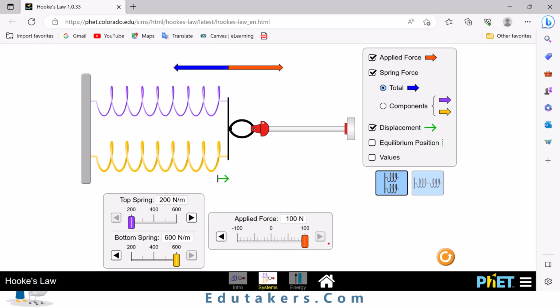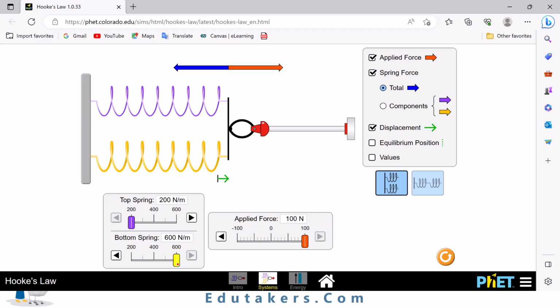See here, I apply the force of 100 Newton, which is the maximum force. The top spring is basically a soft spring because its spring constant is smaller. So in this case, the displacement is larger. What does this mean? You can see here, for the soft spring, it extends a very large amount as compared to the second spring, which is the stiff spring. In this case, the displacement is very small.